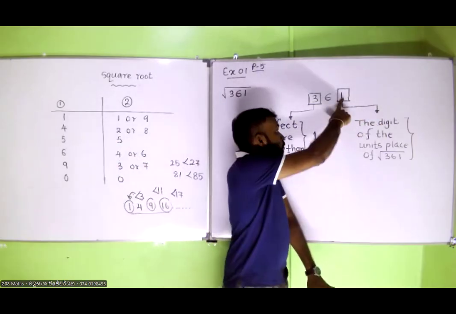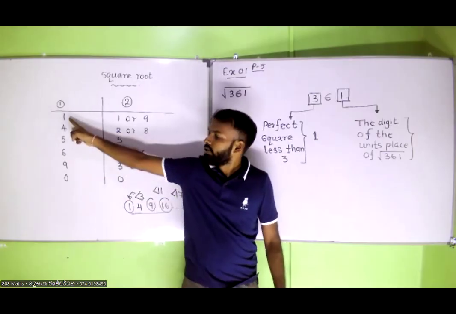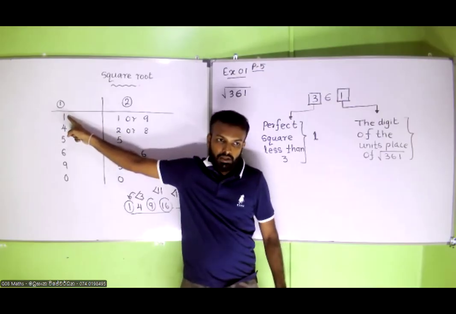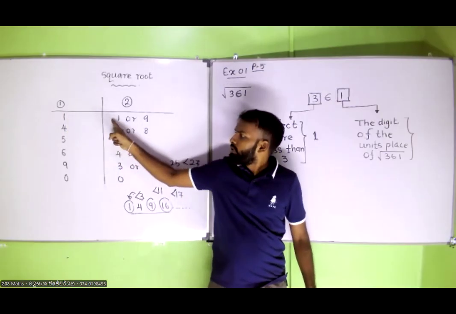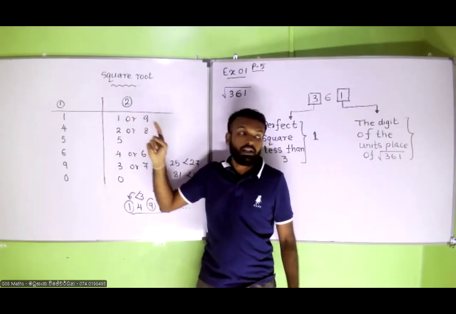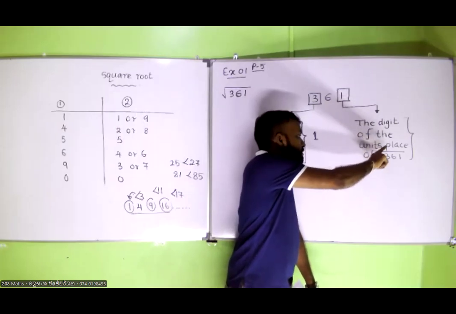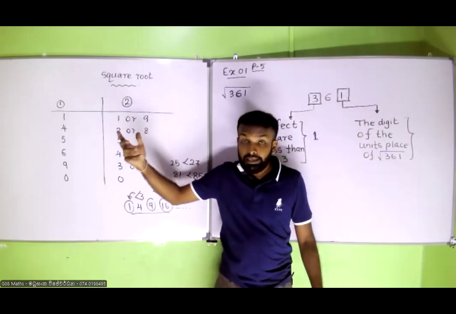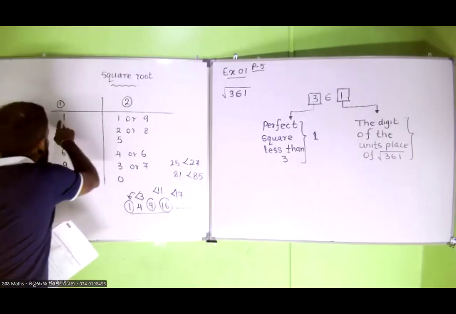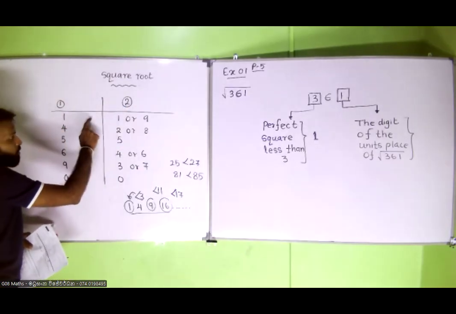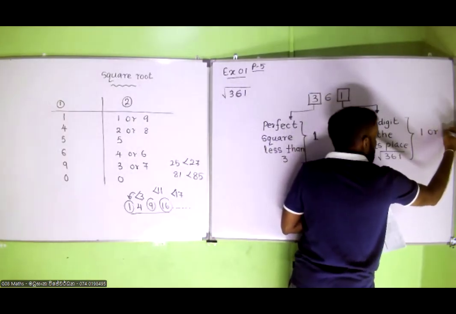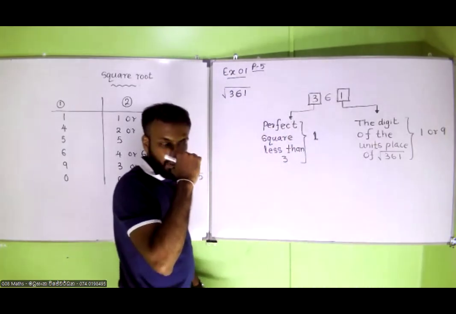So Buddha, here you have 1. So where you have 1 here, on your left hand side you have 1 here. So what are the two numbers that you should have as the unit place? Yes, 1 and 9, right? The digit of the units place of square root 361 can be 1 or 9. So here you have 1 and this is my 1, and related to that, I have two numbers, 1 or 9. There is a pattern.